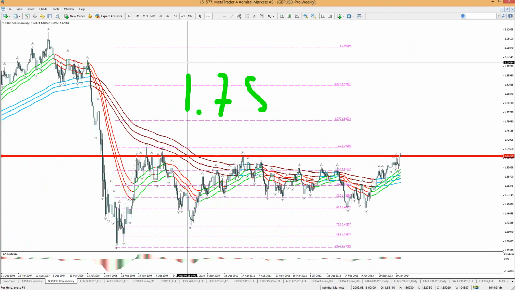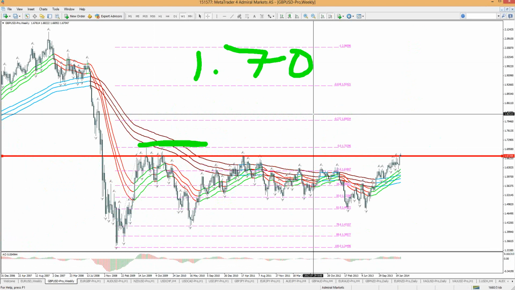178. So that's pretty close to 180, from a monthly perspective. So that could be the target indeed. Although we still need to break above 170, which is a psychological round number, obviously, but also this top here. But that would be the breakout potential on the pound to the upside, from 170 to 178/180.